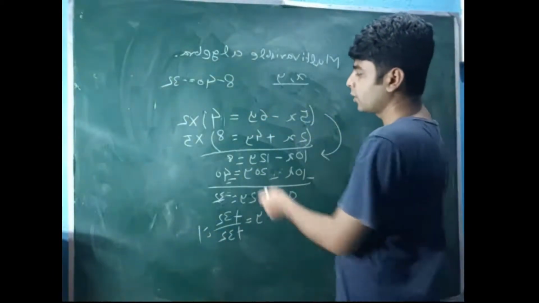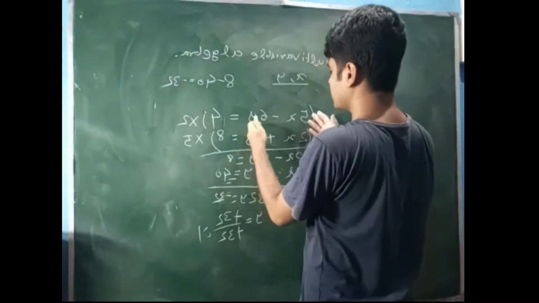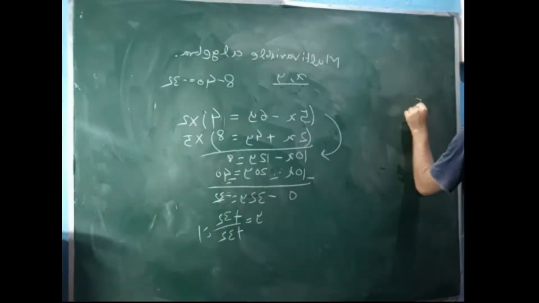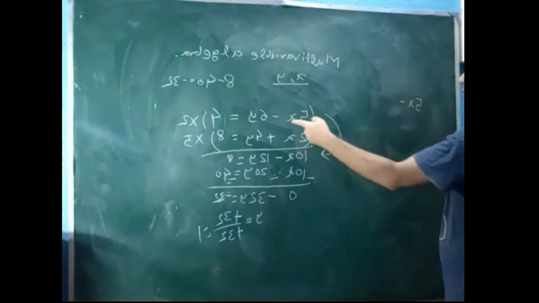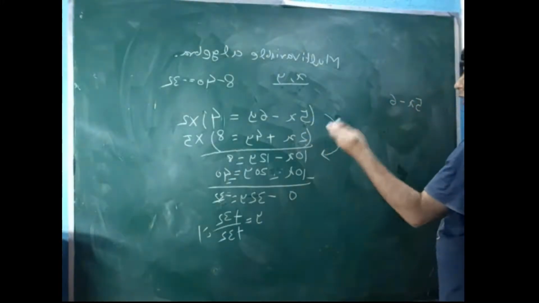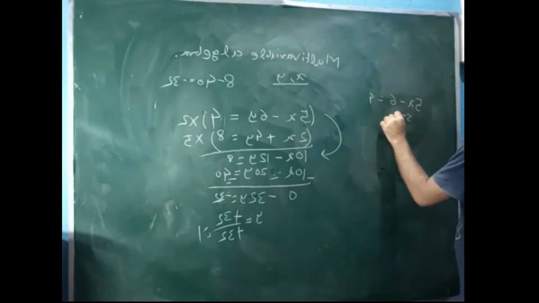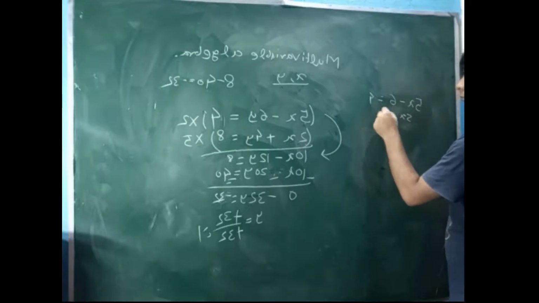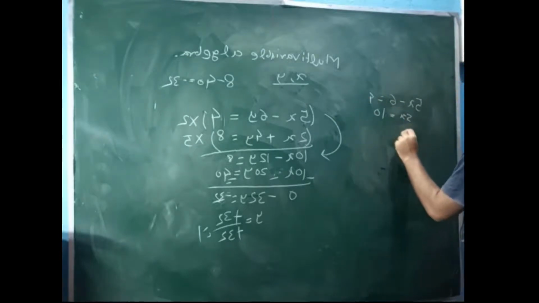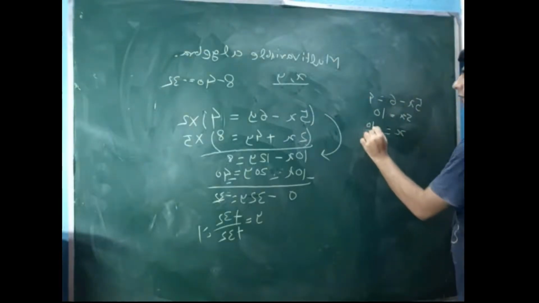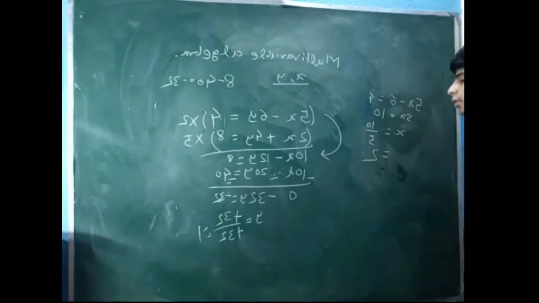And if you want to fill in any of the equations from here, suppose 5x minus 6 into y, which is 1, so 6 equals 4. So 5x equals, minus 6 becomes plus, and it will become 10 because 6 plus 4. So x equals 10 by 5 equals 2. So that's how you can solve the problem.